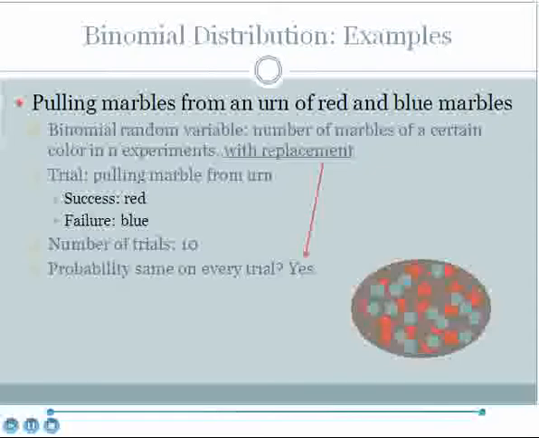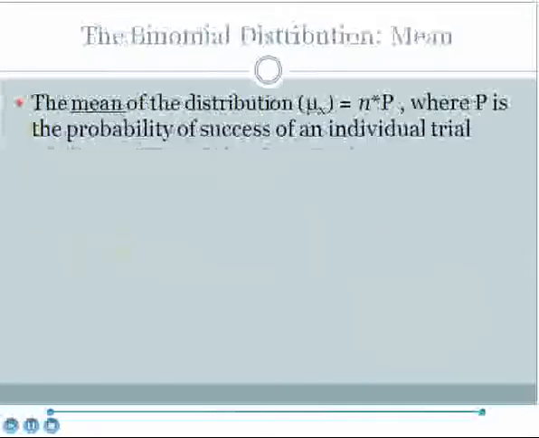Is the probability the same on every trial? Yes, it is, because we're trialing with replacement, meaning that we'll put whatever marble we pulled back in the urn. The mean of the binomial distribution can be calculated. The mean of the distribution, or mu of x, is equal to n times p, where p is the probability of success on an individual trial and n is the number of trials.